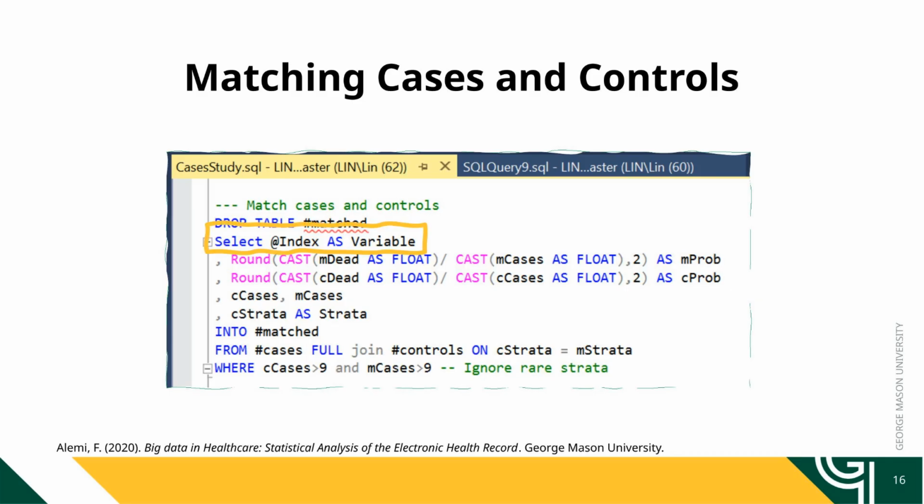Captures the current index variable for reference. Calculates the mortality probability among controls and cases, and rounds it to 2 decimal places. Then select the counts of cases and controls along with the corresponding strata. Performs a full outer join to match cases and controls based on the modified strata. Filters out any strata with fewer than 10 cases or controls, which helps avoid unreliable statistical estimates.